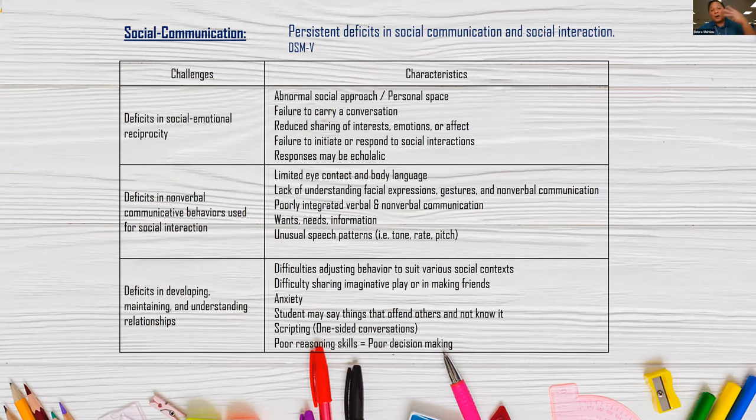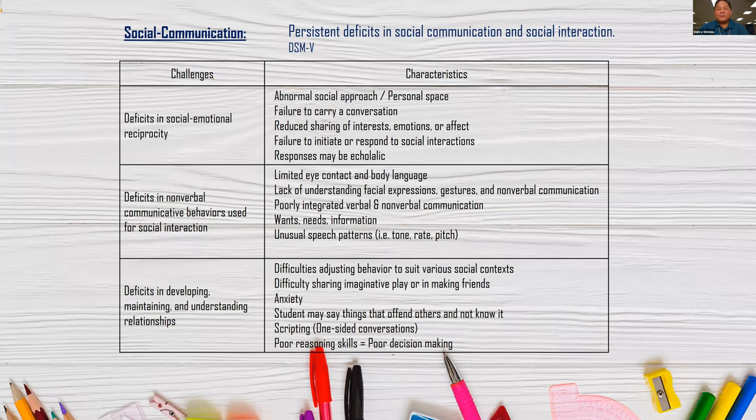So as I said, there are three areas, and we've clumped the social and communication together because we feel that these two areas of deficits kind of go hand in hand. A common challenge in this deficit is the lack of social-emotional reciprocity. You may see this in the form of a student not being able to carry a conversation or the failure to initiate or respond to social interactions. And then also there are deficits in their nonverbal communicative behaviors that are used in social interaction.